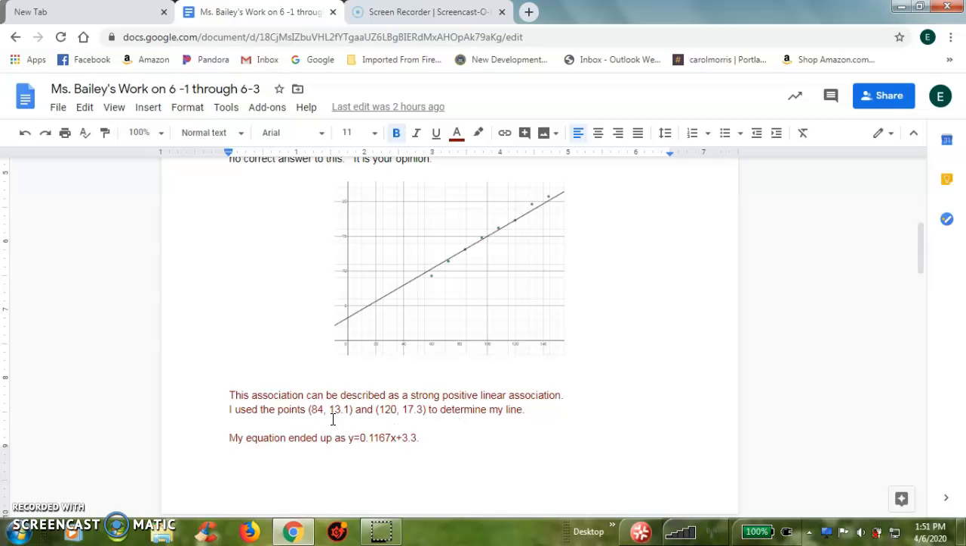So I chose the points (84, 13.1) and (120, 17.3) to determine my line. I found my slope was 0.1167. I did delta y over delta x for that. And then my y-intercept was 3.3. I found that by plugging in the 84 and 13.1 into the formula and then solving for b. But you can also see that from the graph too, so I probably could have estimated that one as well. Either way is fine. These are just approximate.